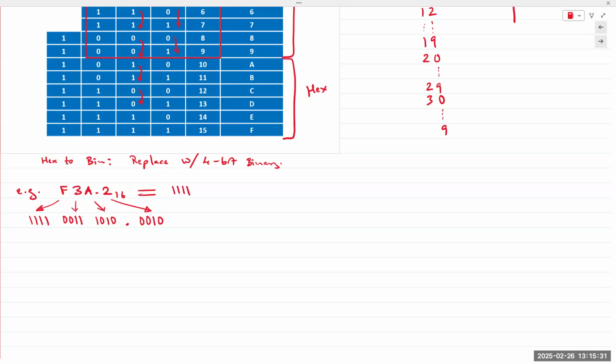would be 1, 1, 1, 1, 0, 0, 1, 1, 1, 0, 1, 0, point 0, 0, 1, 0. As straightforward as that. So F3A simply represents 1111 0011 1010.